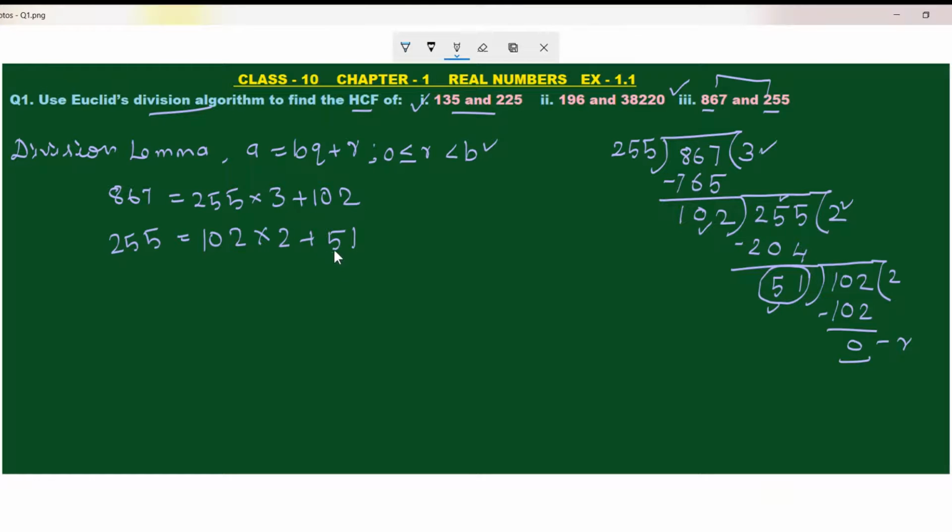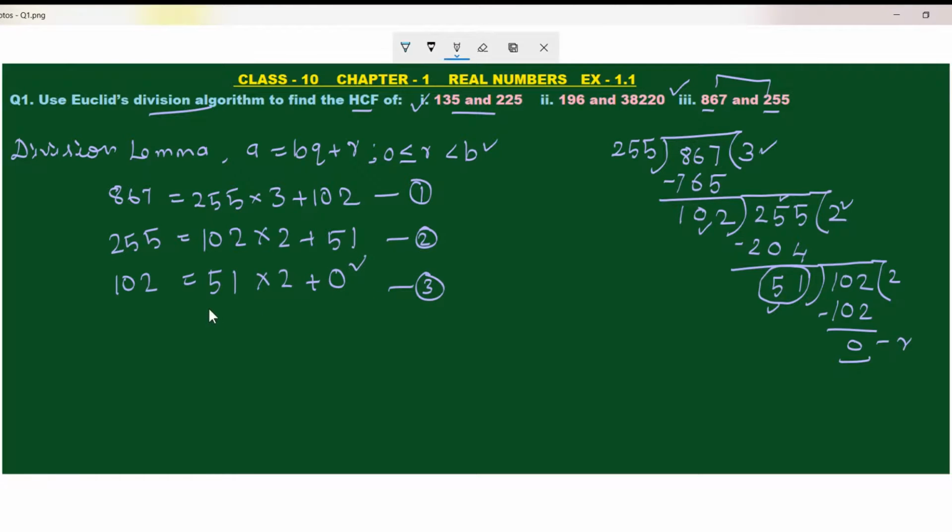In this step we did not get remainder 0, so we take the divisor as the dividend and the remainder as the divisor, and then we continue the division. For this, the quotient is 2 and the remainder is 0. This is the first step, this is the second, this is the third. In the third step we have got remainder 0.